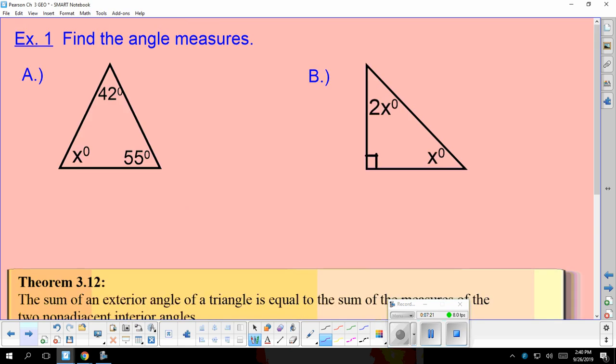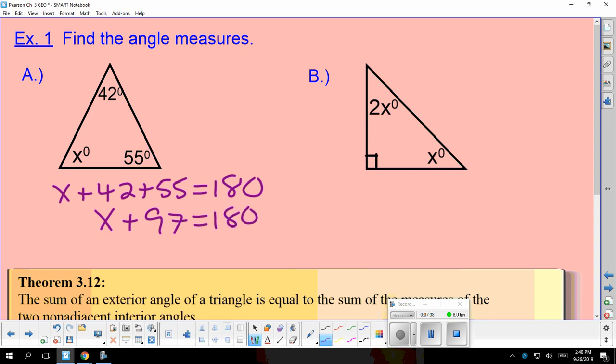All right, so we want to find this missing angle here, and I know they sum to 180 degrees, so I can simply set up an equation that looks like this. The sum of the three angles equals 180, and then I solve. So x plus 97 equals 180. Subtract 97, x equals 23. Easy enough. Next one.